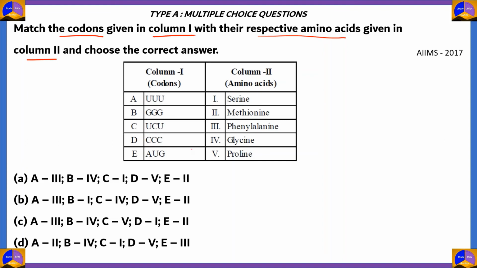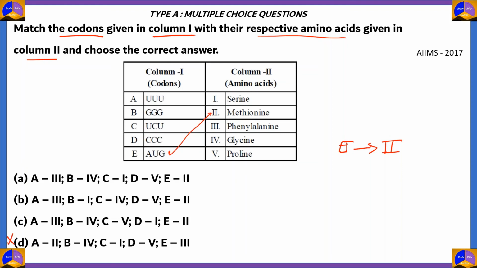Usually when we're matching, it's best to find out the easiest. If you notice over here, the only non-degenerate codon, the only codon which does not share and only codes for one amino acid, is AUG. So AUG only codes for methionine. Therefore, E is 2 is correct. So E is always matched up with 2. That eliminates option D.